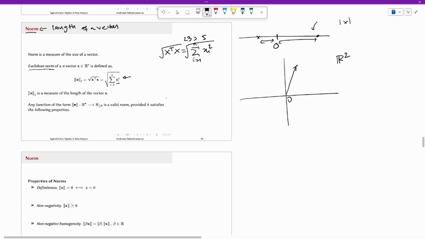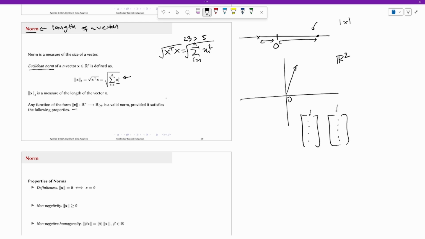Okay. But we'll see later that the idea of the length of a vector is more general. Euclidean norm is just one way of measuring the length of the vector. For example, later on we'll see that there are different ways to say which vector is bigger than the other, or how far away it is from the origin, depending on how you treat the individual components.